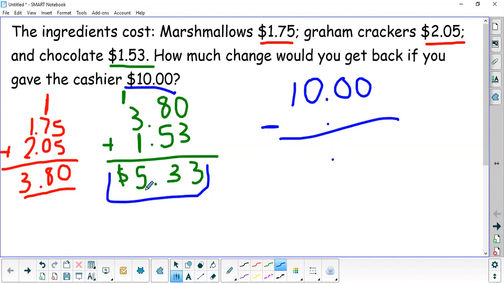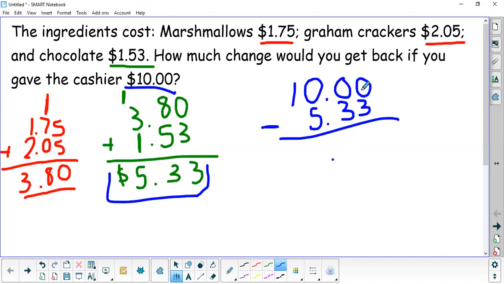Okay, so our total is $5.33. So directly to the left of the decimal in our ones place should be a 5. Directly to the right of the decimal in our tenths place is a 3. And over here in the hundredths place is another 3 because it's $5.33. So now we have that subtracting across zeros.